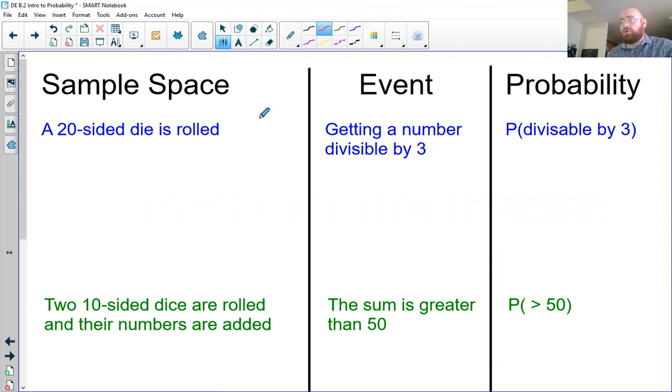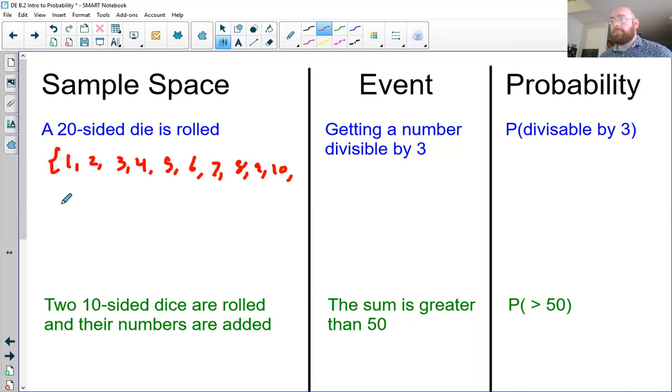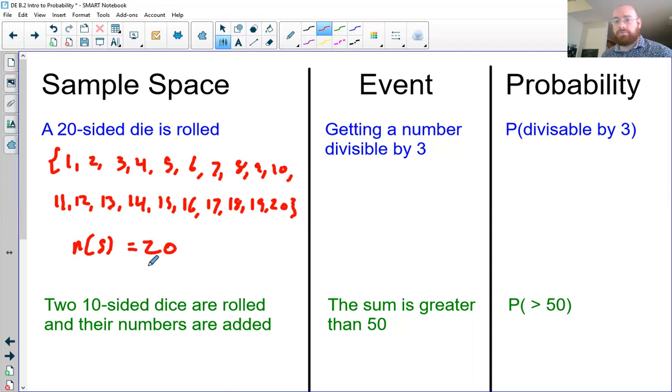A 20-sided die is rolled. We want to list the sample space. So a die with 20 sides has the numbers 1, 2, 3, 4, 5, 6, 7, 8, 9, 10, 11, 12, 13, 14, 15, 16, 17, 18, 19, and 20. So the size of our sample space is going to be 20.